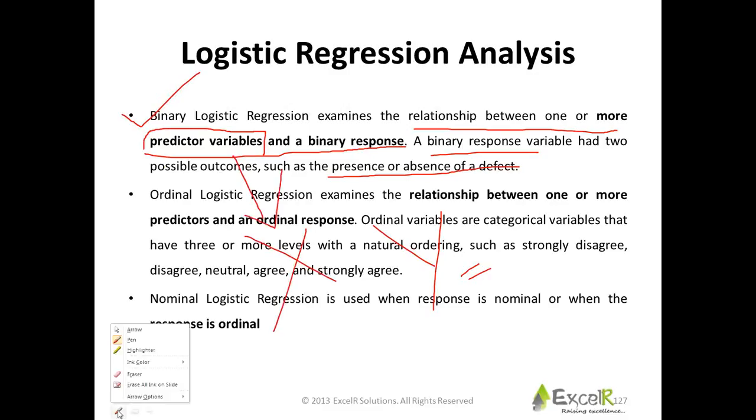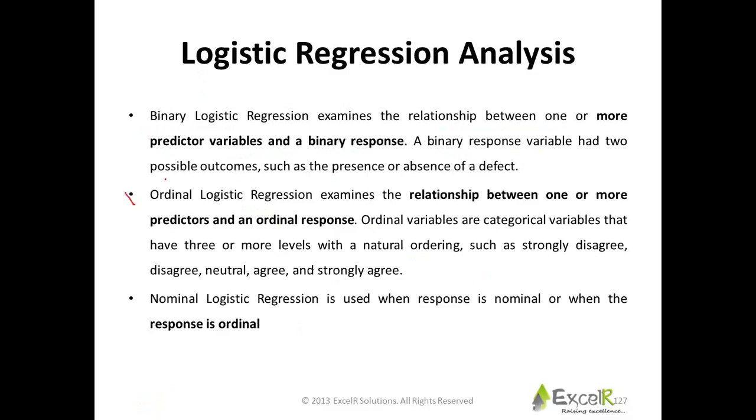All right, let me erase everything. Ordinal is the relationship between one or more predictors and an ordinal response. Once again, ordinal means categorical variables that have three or more levels. For example, I agree, strongly disagree, neutral, all these are your ordinal type of data.